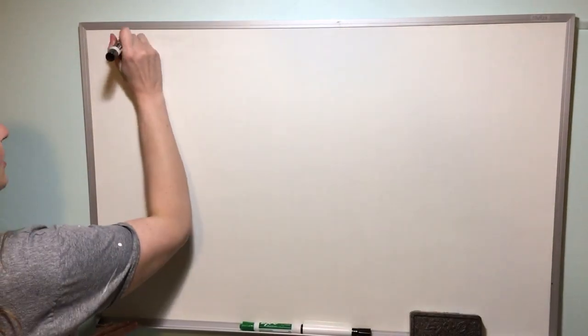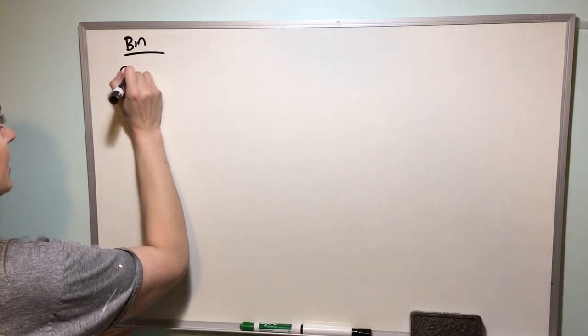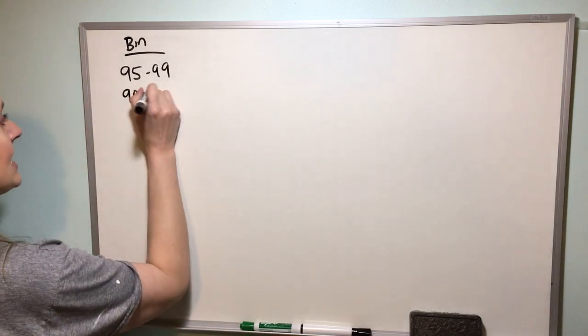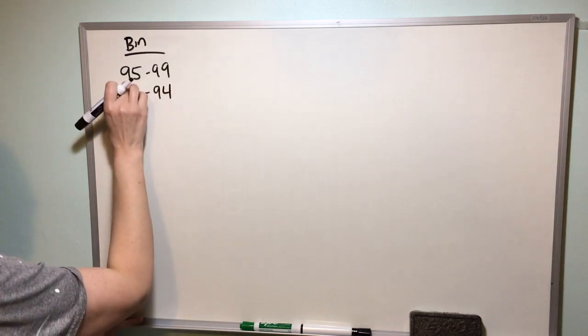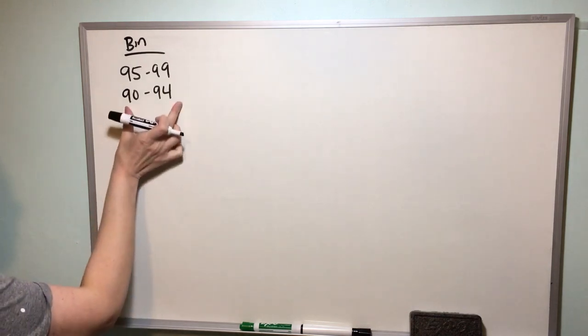So they tell us the first bin, they want it to be 95 to 99. Okay, that's fine. So the next bin, they want it to be 90 to 94, right? We have to go up to 94 and then start at 95 because there is not any data in between the numbers 94 and 95. So we're making sure we're including all the data.